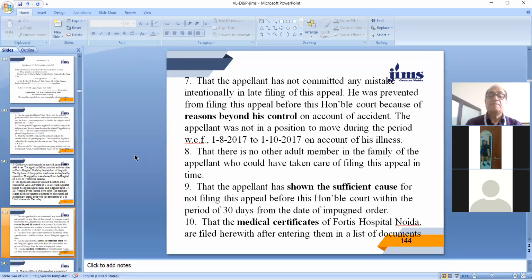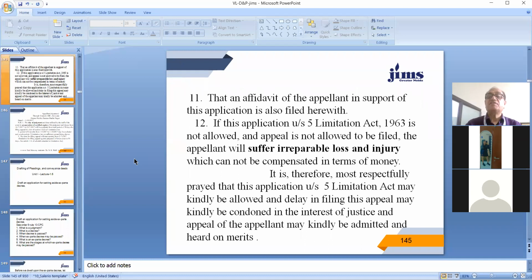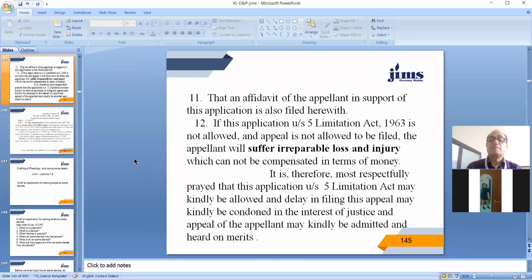Para 9, that the appellant has shown the sufficient cause for not filing this appeal before this honorable court within the period of 30 days from the date of impugned order. Para 10, that the medical certificates of Fortis Hospital, Noida are filed herewith after entering them in a list of documents. That an affidavit of appellant in support of this application is also filed herewith. Para 12 says that if this application under section 5 of Limitation Act 1963 is not allowed and appeal is not allowed to be filed, the appellant will suffer irreparable loss and injury which cannot be compensated in terms of money.